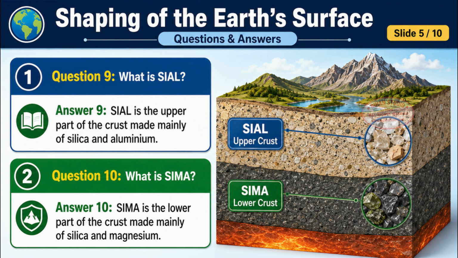Question 9. What is Sial? Answer 9. Sial is the upper part of the crust, mainly made of silica and aluminium. Question 10. What is Sima? Answer 10. Sima is the lower part of the crust, mainly made of silica and magnesium.